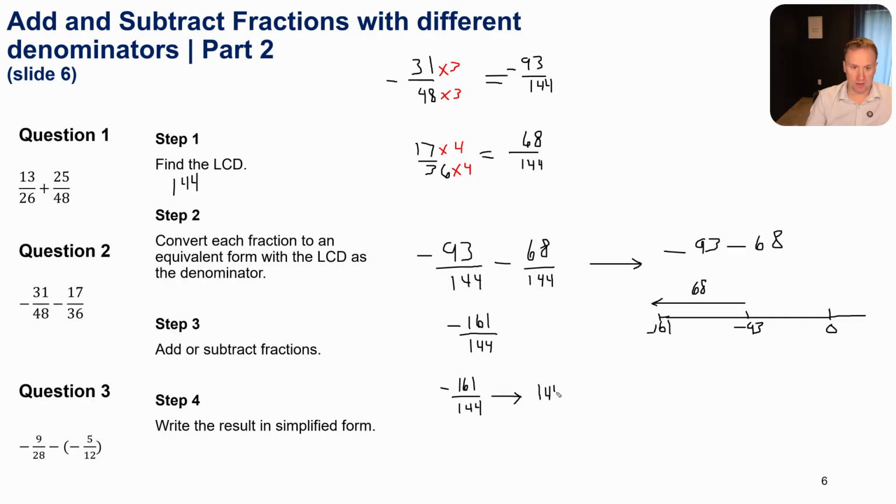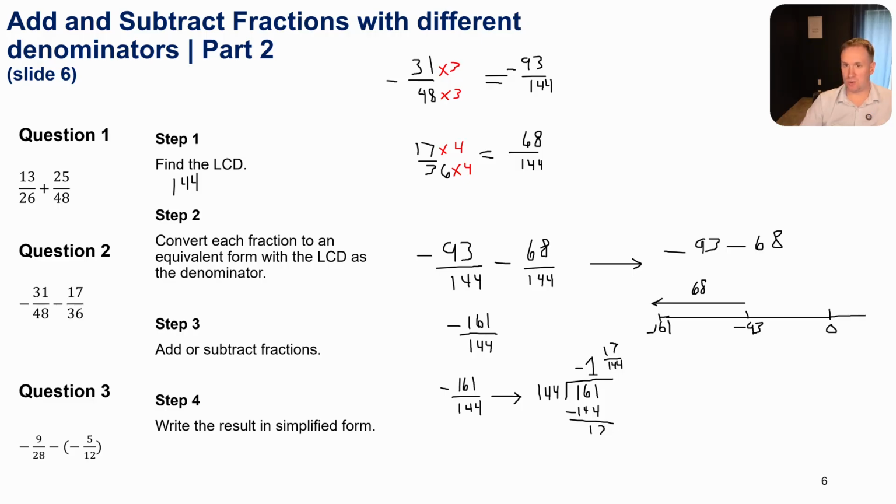Where I'm going to divide 144 into 161, which goes in one time. So 1 times 144 is 144. 161 minus 144 then is 17. So 17 becomes your new numerator, and your denominator stays 144. And since this was a negative improper fraction, it stays a negative mixed fraction as well. Okay, so that's question 2.